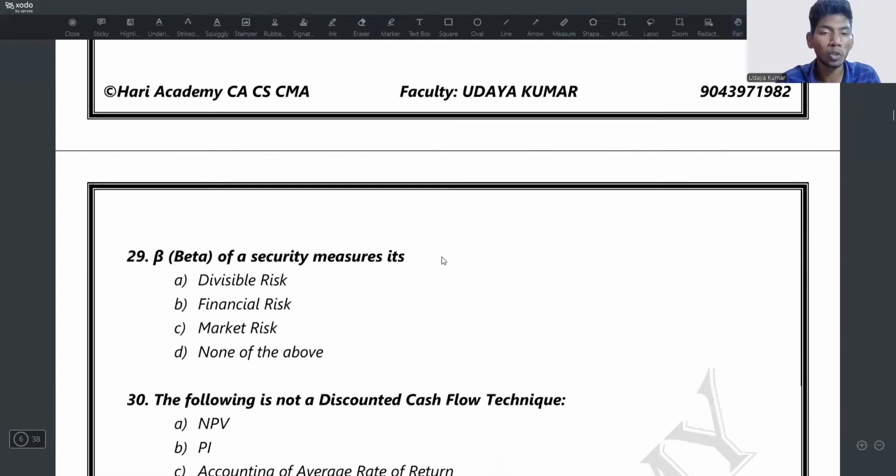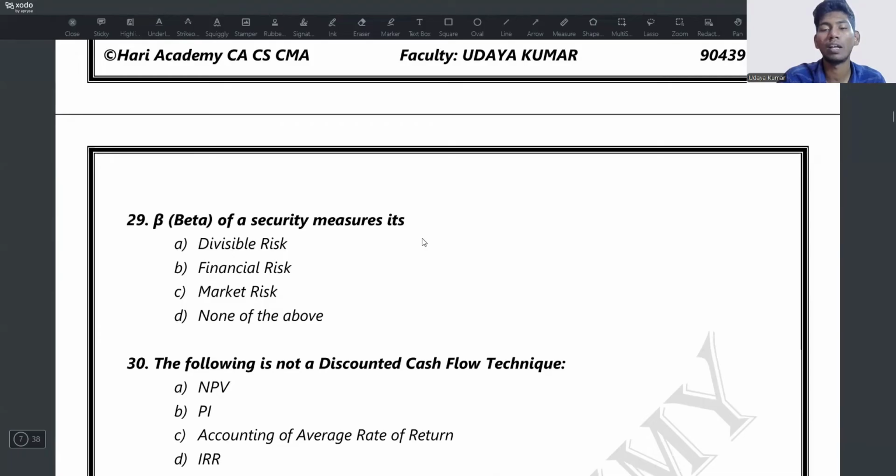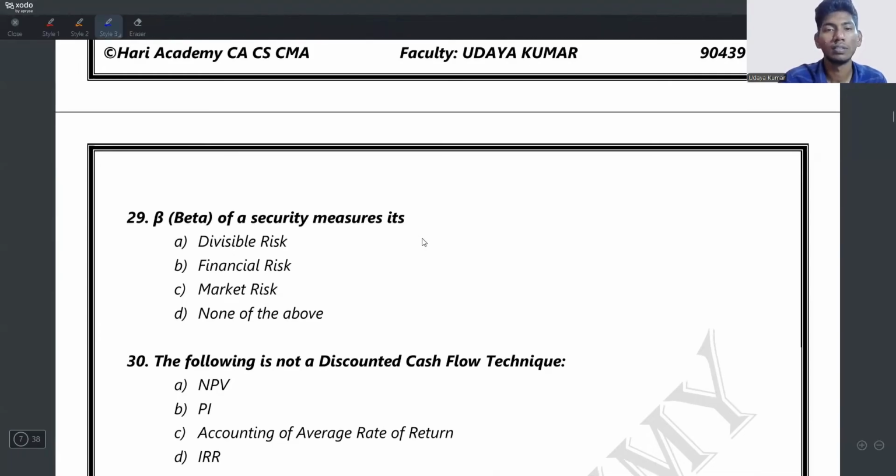Okay, moving to question number 29. Beta of a security measures. We would have the capital asset pricing model. Are you able to answer the CAPM approach? We have discussed this, right? Try to answer. Beta is a market risk. Already we have discussed it, right?